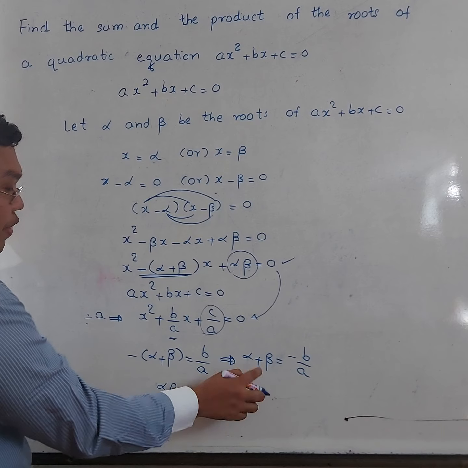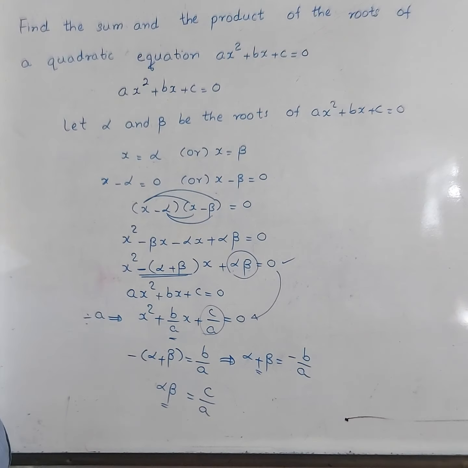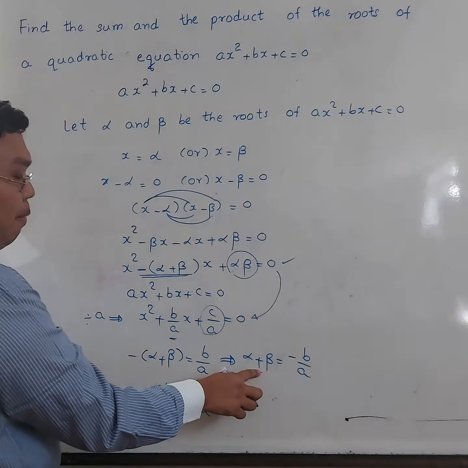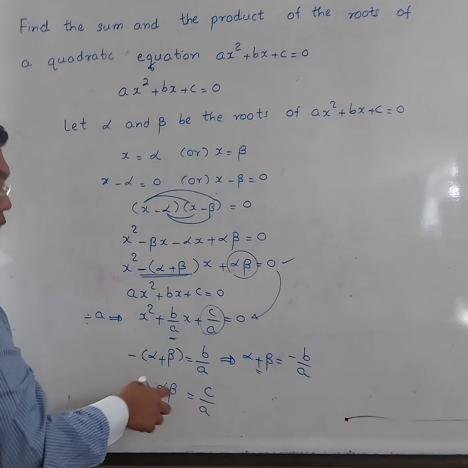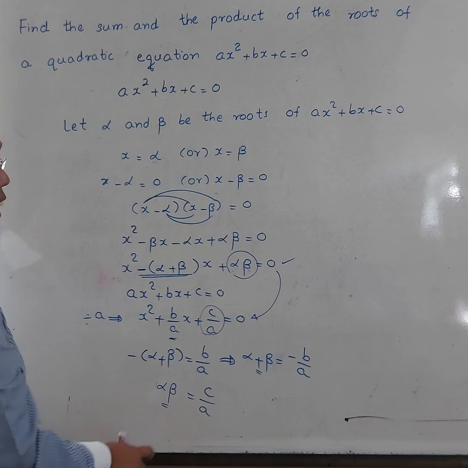This is the sum of the roots, this is the product of the roots. So the sum of the roots will be alpha plus beta equal to minus b by a, and the product of the roots will be alpha beta equal to c by a.